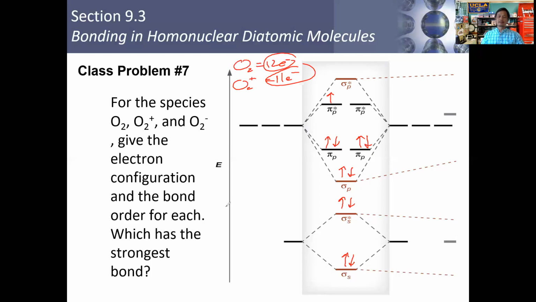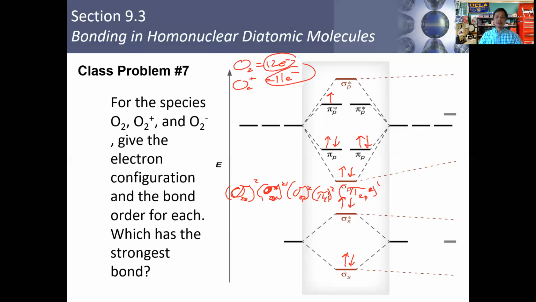So let's write out the electron configuration for O2 plus. It's going to be sigma 2s 2, sigma 2s star 2, sigma 2p 2, pi 2p 4, and then pi 2p star 1. Okay, so that's the electron configuration for O2 plus.